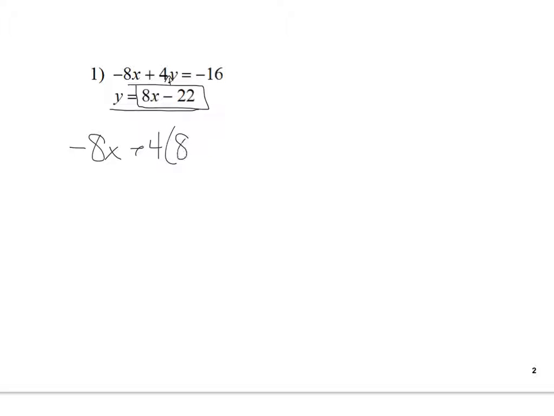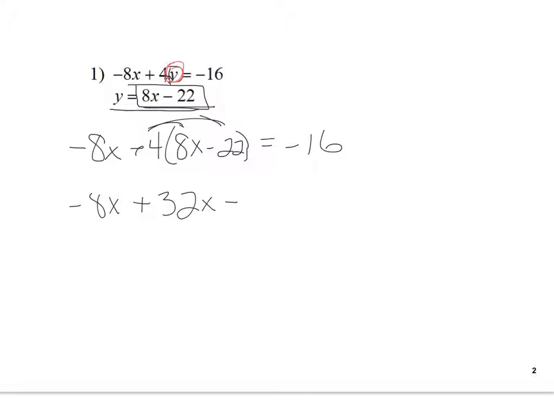Today it's substitution. So when I plug this in here, there's only x's now. The y is 8x minus 22, so we just plug it into this spot right here. That's it. Now we have to solve it. Just remember, follow all your rules of solving, and that's it. So plus 32x minus 88. Combine these two.